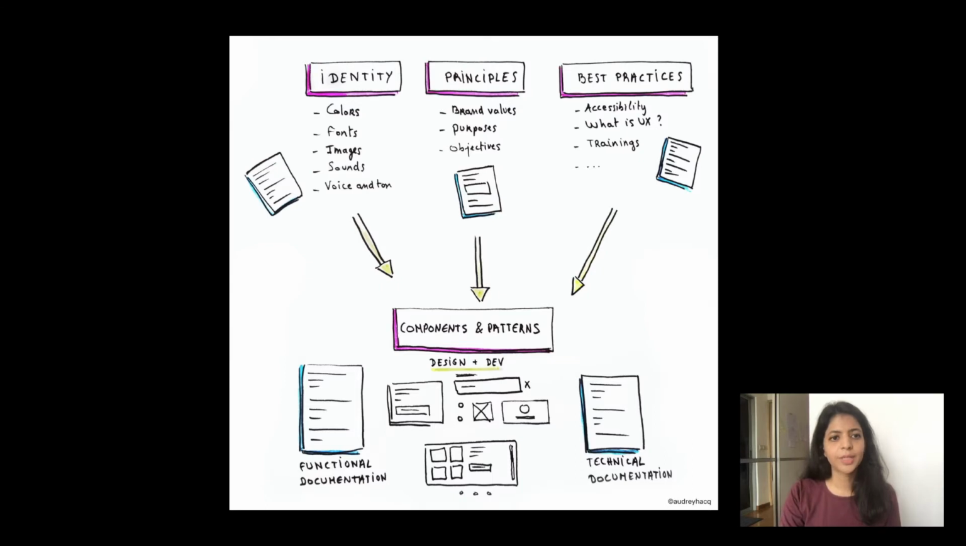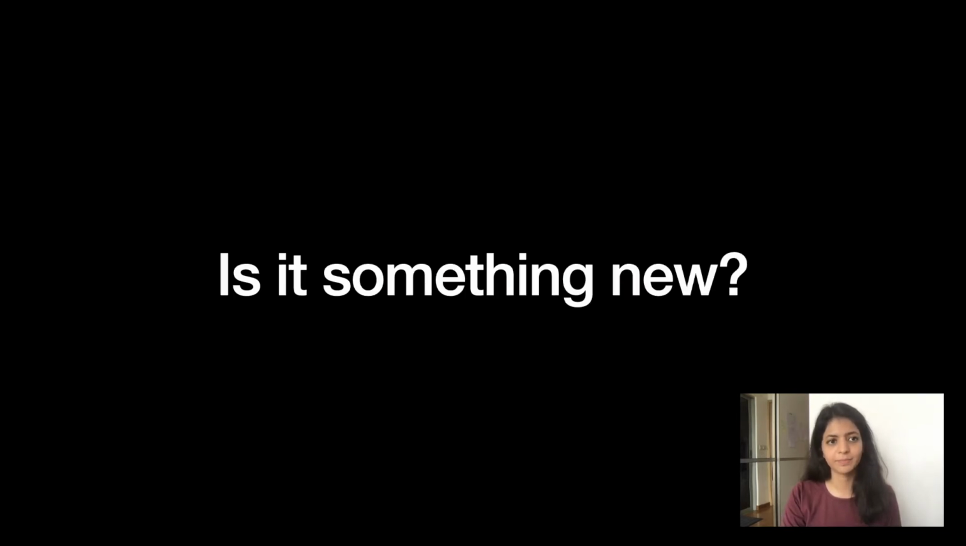This diagram pretty much defines the basic building blocks of DLS. It has some of the key identities, principles, and best practices which, when combined together, form reusable components and patterns. These components and patterns are maintained by the designers and developers to make the best use of them in order to deliver quality products in the most optimized product timeline.